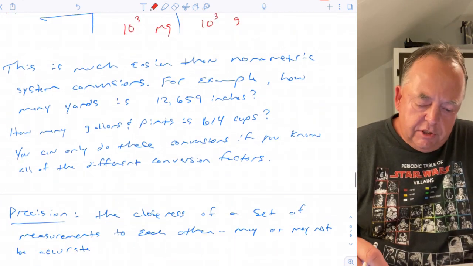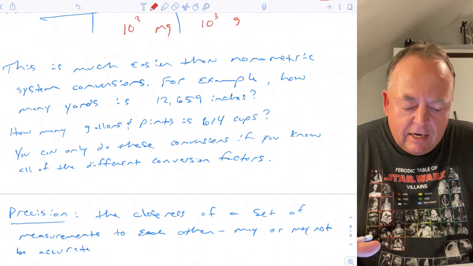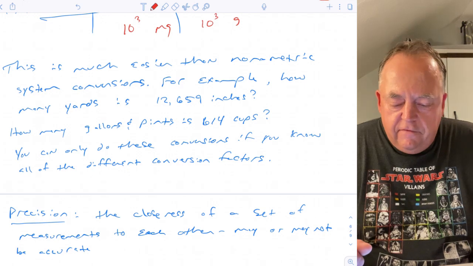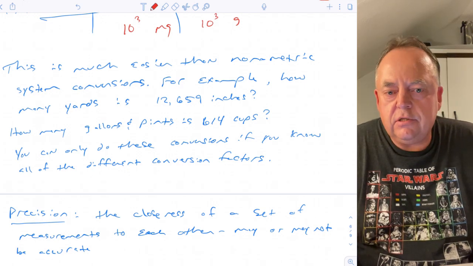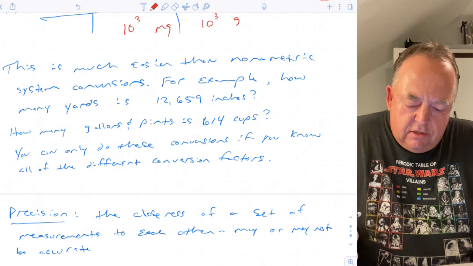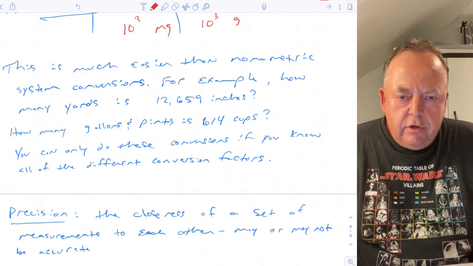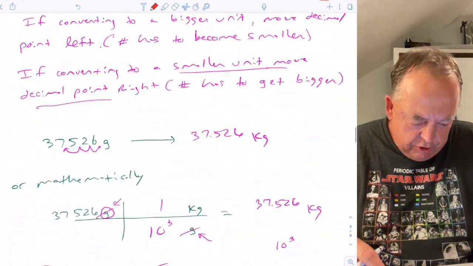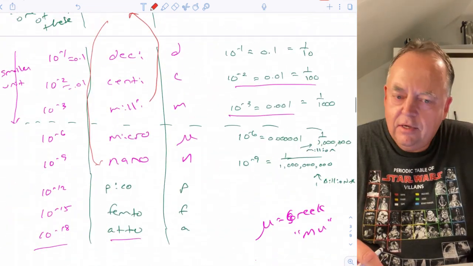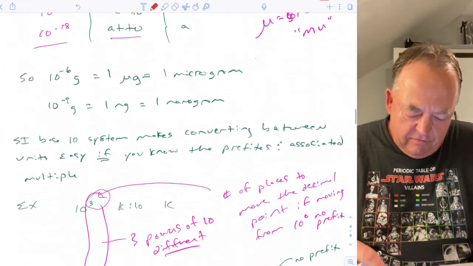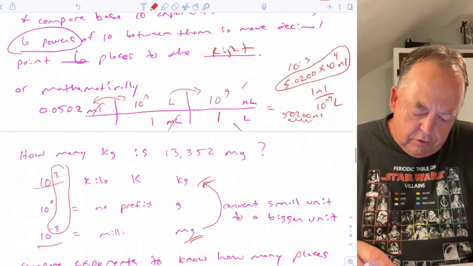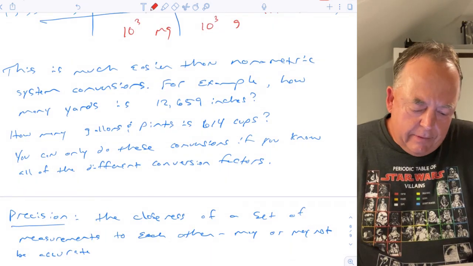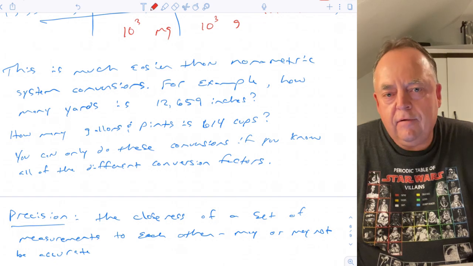And again, this is much easier to do than non-metric system conversions. For example, if you had 12,659 inches, how many yards is that? Well, that's not so easy to do unless you know the conversion factors. And you might say, well, you have to know conversion factors here too, right? Which you do, because you have to know these powers, but that's all that you have to know. If you wanted to do these type of conversions, you need to know every single conversion factor. So how many gallons and pints is 614 cups?